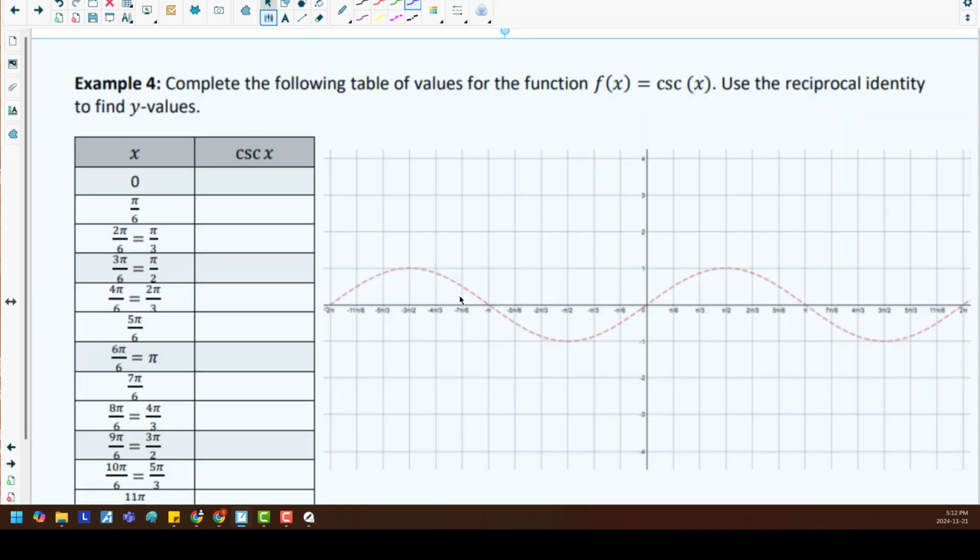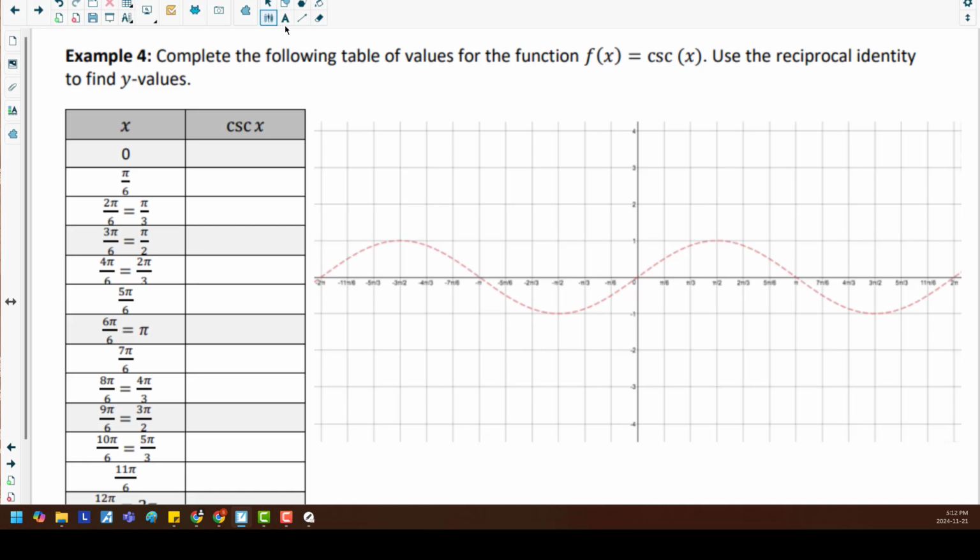Okay, so here we have, complete the following table for cosecant x. And cosecant x, remember, has to do with sine, right? So this is our sine curve right here in the dotted line. This is sine x. So sine of 0 is 0, sine of 90 is 1, sine of 180 is 0, sine of 270 is -1, sine of 360 is 0. Pretty straightforward, and then obviously you just follow the main points going backwards.